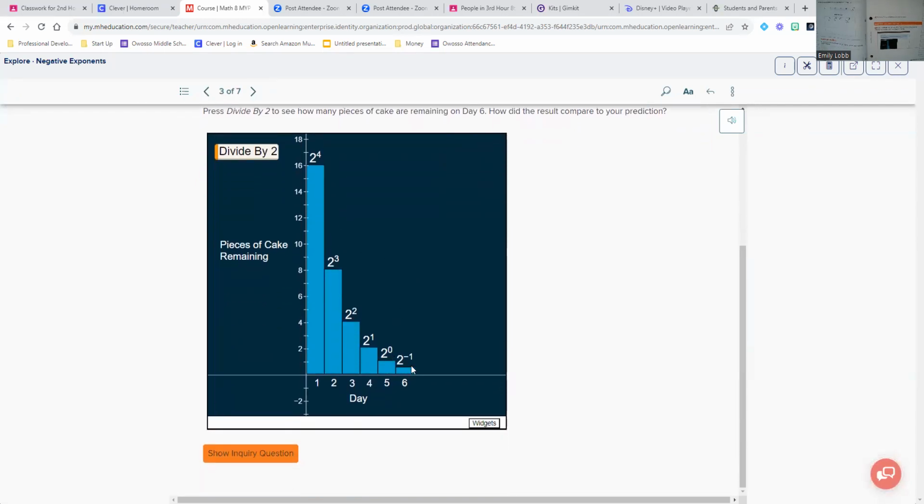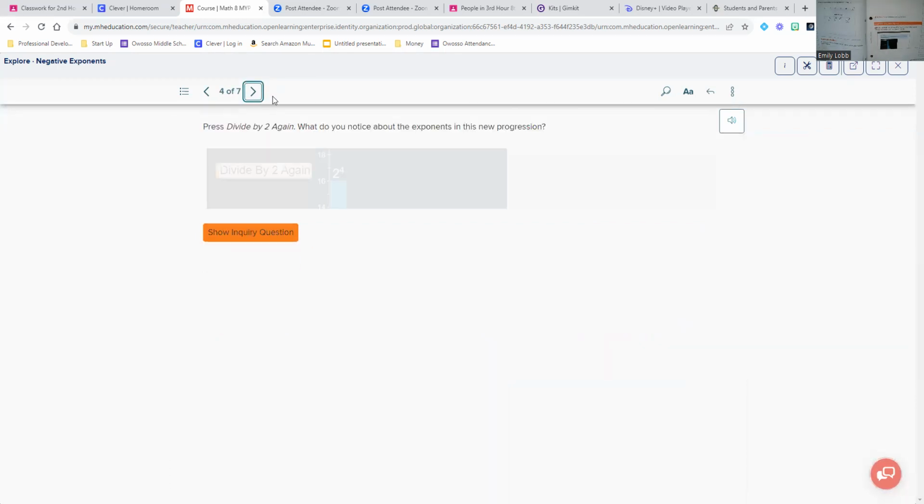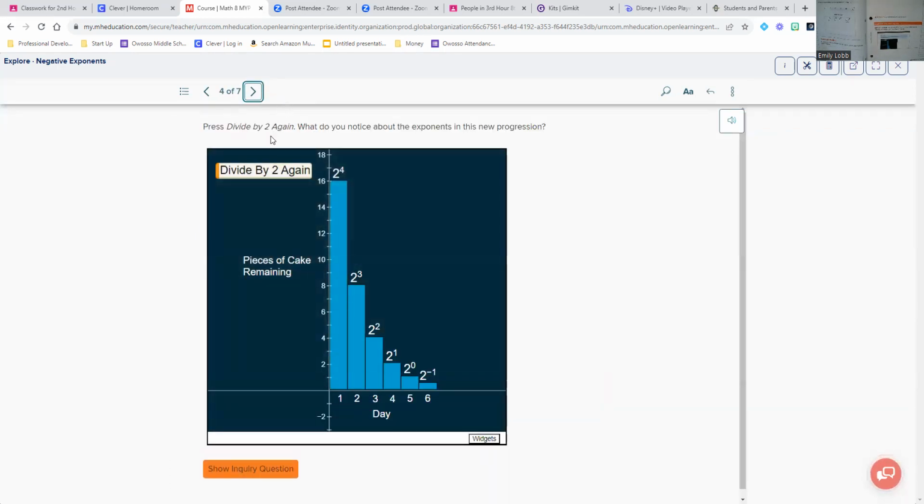So it's going to keep subtracting an exponent. If we divide by half again, we have 2 to the negative 2, which would be 1/4. So we're going to look at this some more. Divide by 2 again. So every time we divide by 2, we're subtracting an exponent of that same base, right? So it's going down, down, down. Will it ever get to 0? You'll just have smaller and smaller pieces of the cake, right?